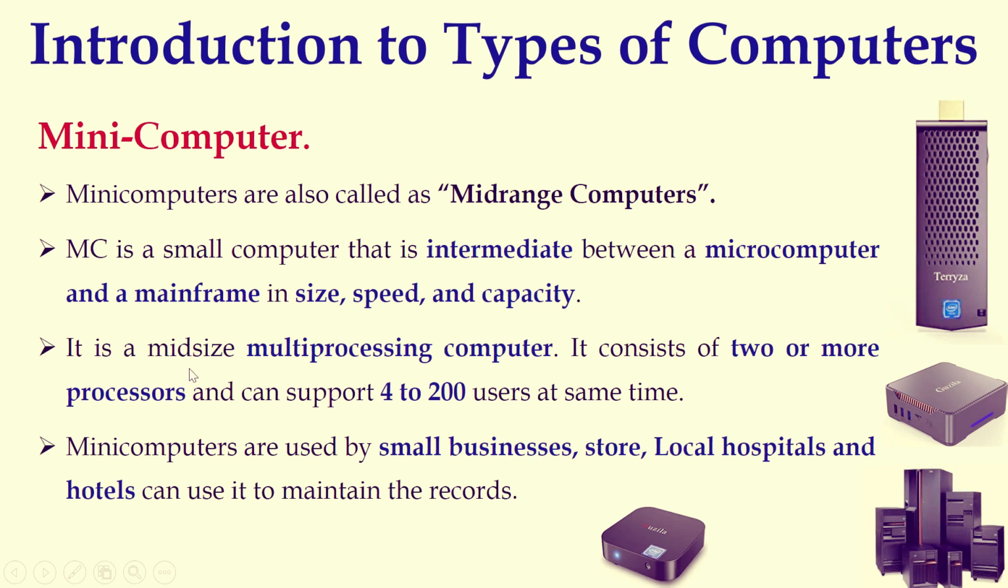It is a mid-size multi-processing computer. What is meant by multi-processing? Multi means many, and processing can be done at the same time. It consists of two or more processors and can support up to 4 to 200 users at the same time. How many users it can support depends on the machine, but multiple users can use it at the same time.